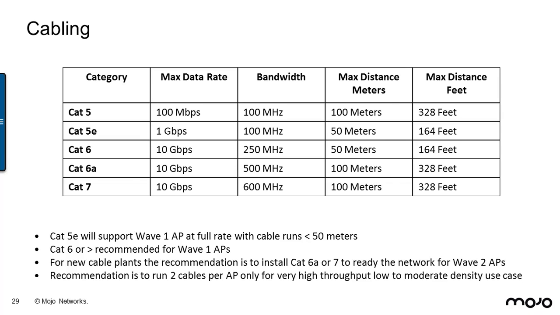So if it's going to be a new cable plant, then we recommend Cat 6e or greater for wave 1, and 6A or 7 for wave 2 APs. We say that because you could get more than a gig on a wave 2 AP. There are use cases where you could oversubscribe. Basically, if we had a multi-gig interface, then you could get beyond a gig in certain scenarios. So that's something to keep in mind.